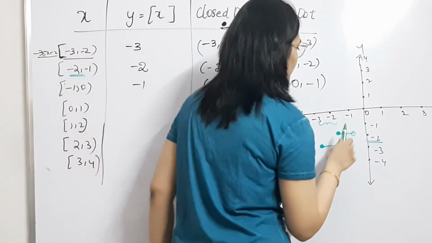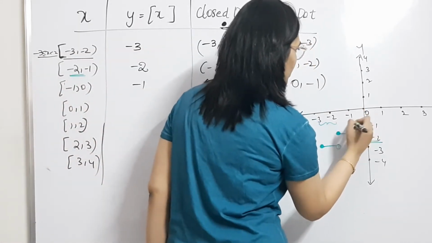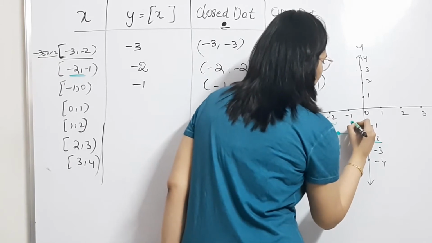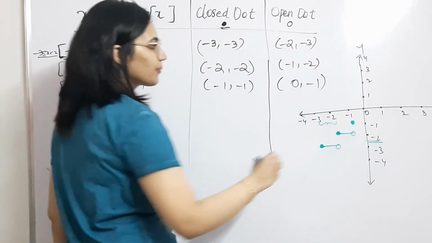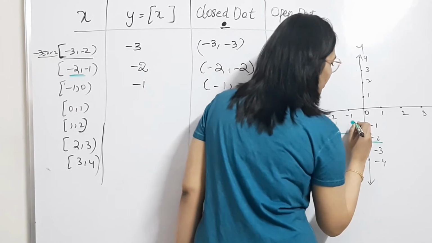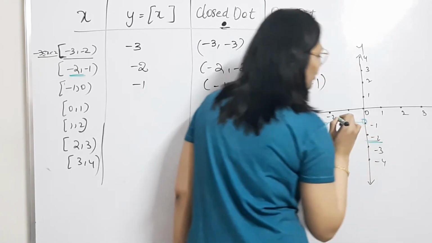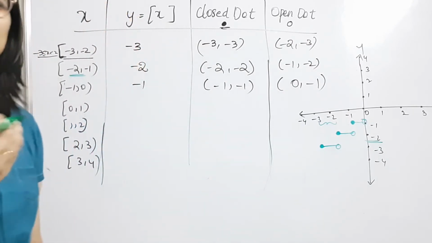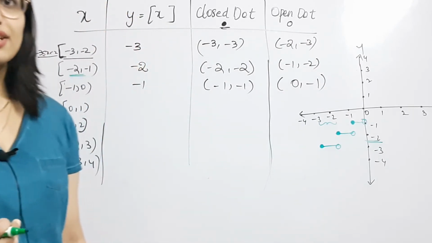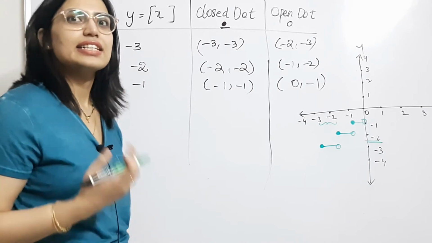Now how do you write this? For -1 and 0 you get -1. Closed dot at -1, because for -1 you get -1, then draw a line and draw an open dot here, because any value nearer to 0 will also get -1 as the greatest integer that is less than x.